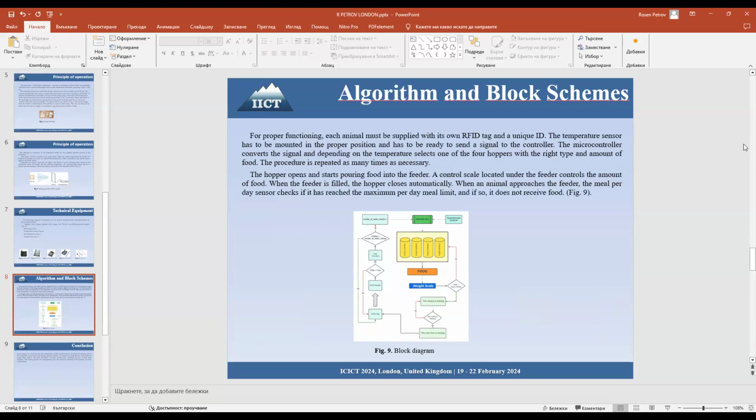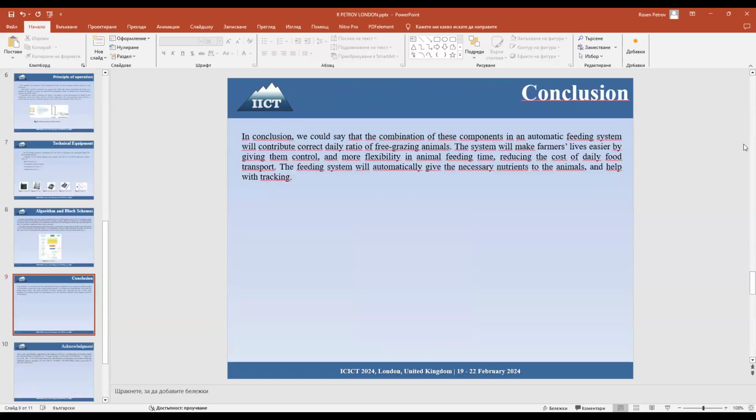The hopper opens and starts pouring food into the feeder. A control scale located under the feeder controls the amount of food. When the feeder is filled, the hopper closes automatically. When an animal approaches the feeder, the meal per day sensor checks if it has reached the maximum per day limit, and if so, the animal does not receive food. This is basically the core of the system.